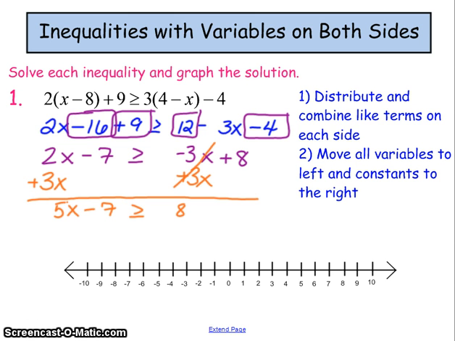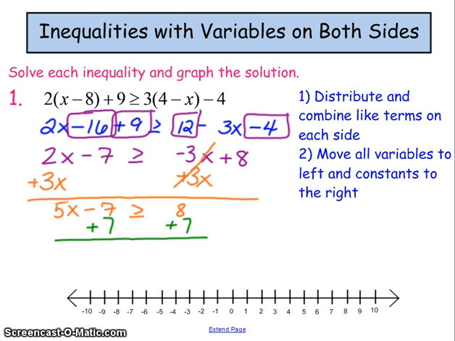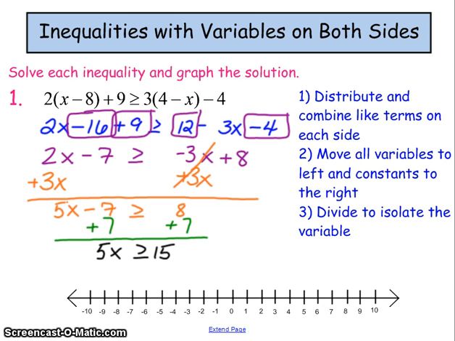Next, I need to add 7 to both sides, which is going to give me 5x is greater than or equal to 15. Now I need to divide to isolate my variable. And the one thing you want to remember here is that you might need to flip the sign in this step, which is different from solving an equation. So here I'm just dividing both sides by 5, so I don't need to flip the sign. And that's going to give me x is greater than or equal to 3, which I had to write over here on the right because I was running out of room.